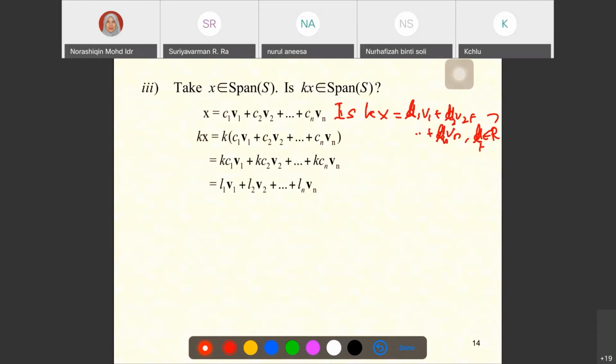Any question? No, Doctor. So far, okay. Alright, so the example. Here we already proved 3 things. So we conclude that span of S is a subspace of P.